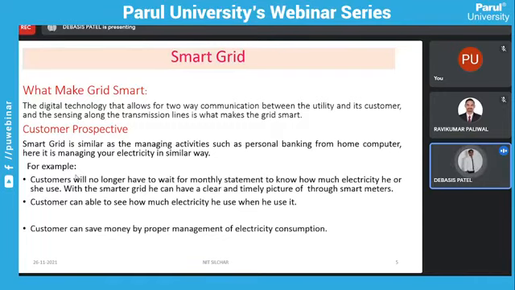Coming to the customer perspective, the smart grid is similar to managing activities like your personal banking, right? In personal banking, whenever you deposit your money, you have daily transactions, per interval, whatever transactions you did by your ATM card, and you come to know what your balance is, right? Here also, the smart grid is similar to managing activities such as personal banking from a home computer. You are going to manage your electricity consumption by sitting at home.